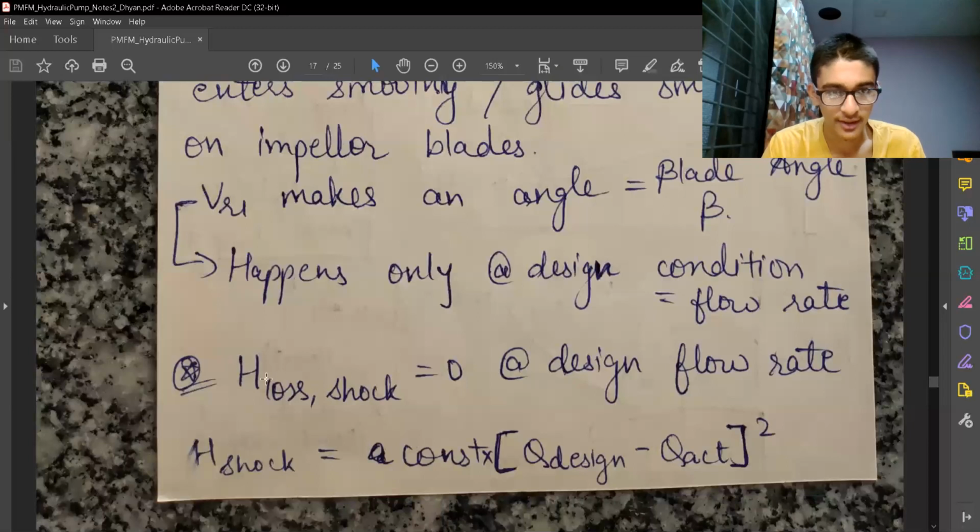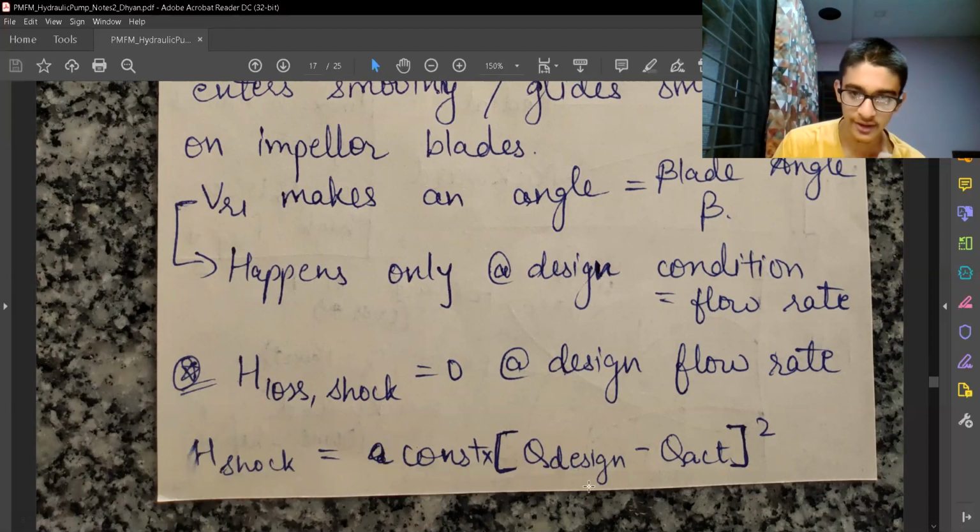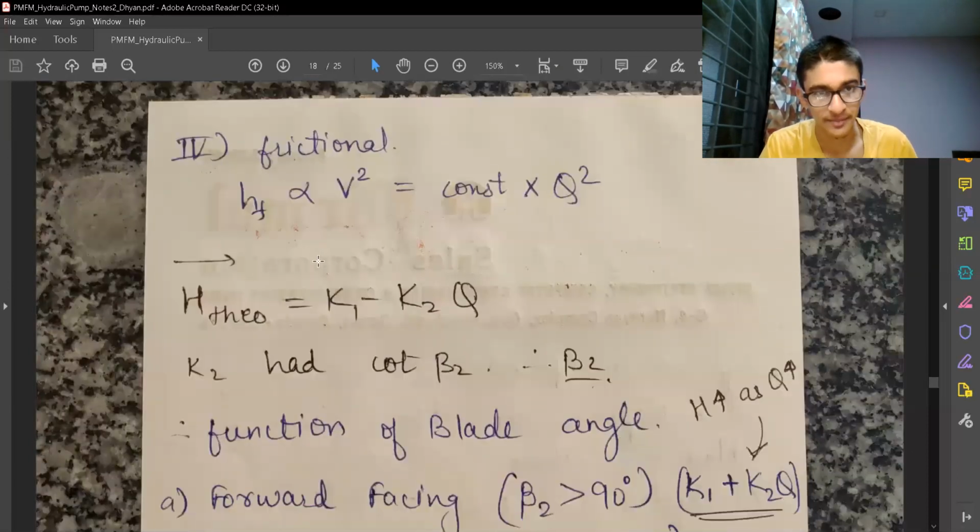So H loss due to shock is equal to 0 at design flow rate because we have a smooth entry of fluid. Otherwise, H shock is equal to some constant times (Q design minus Q actual) whole square. So that means it is a quadratic function, and when Q actual and Q design are the same, we will have shock loss equal to 0, or that is the minimum.